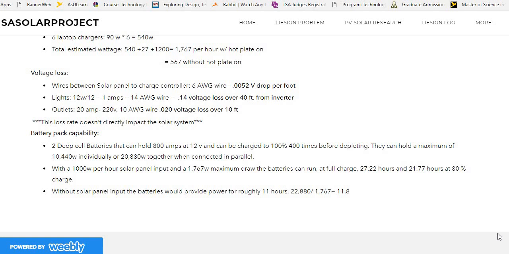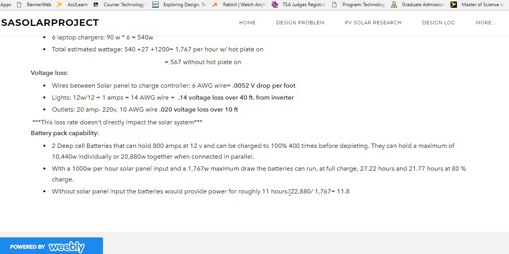The reason I put in the fact about the 80% charge is because most of the time your batteries aren't going to reach maximum charge. They're going to stay closer to about 80%. So this number is probably more or less what the school will be seeing. Without the solar panel input, the batteries would provide power for roughly about 11 hours.